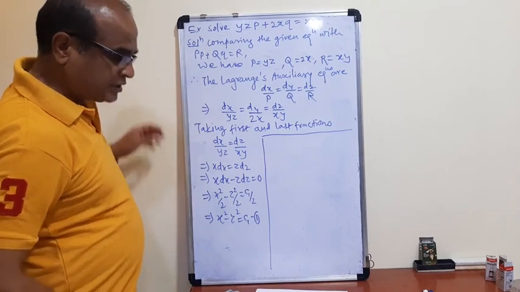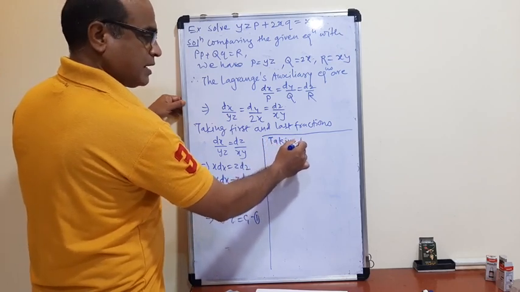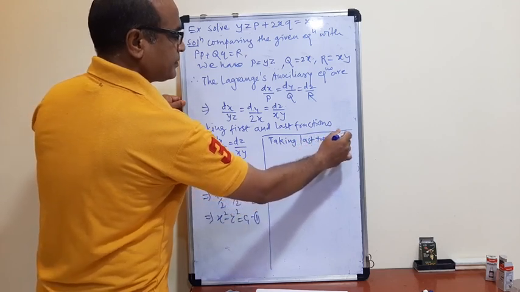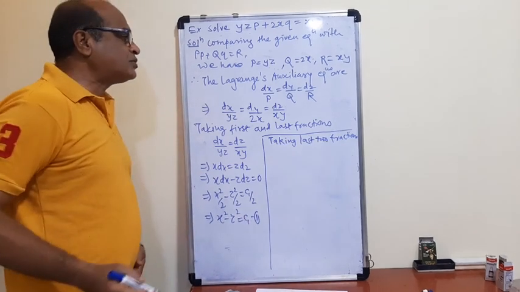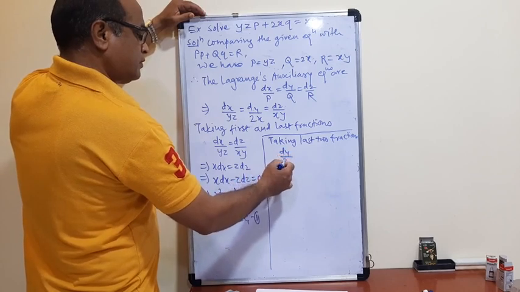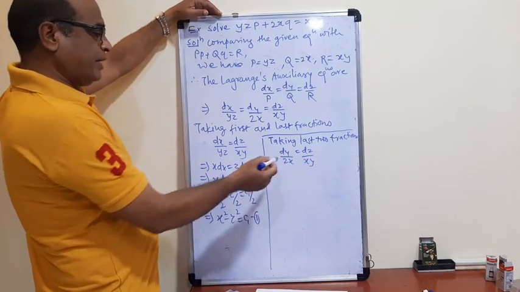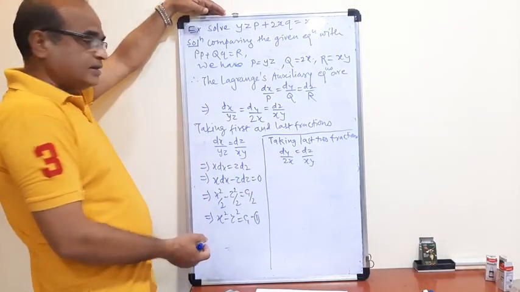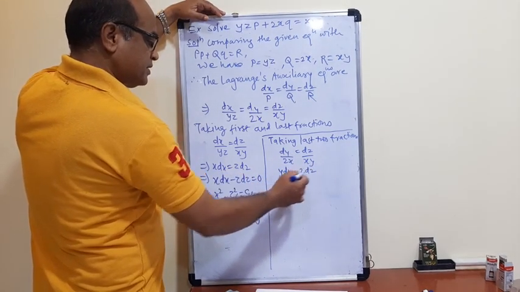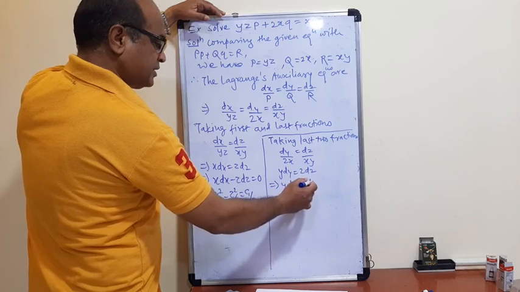Taking the last two fractions, that is dy upon 2x equals dz upon xy. X gets cancelled, so this is y dy equals 2 dz. This implies that y dy minus 2 dz is equal to 0.